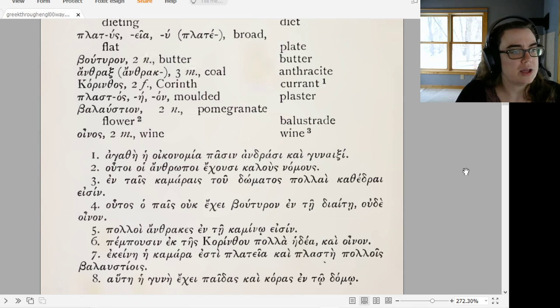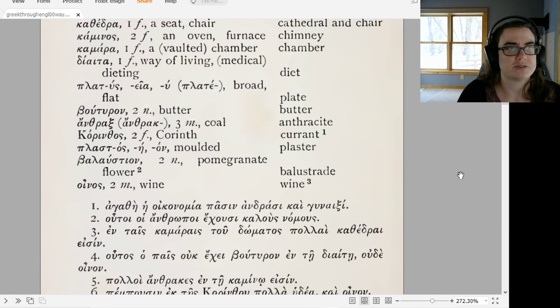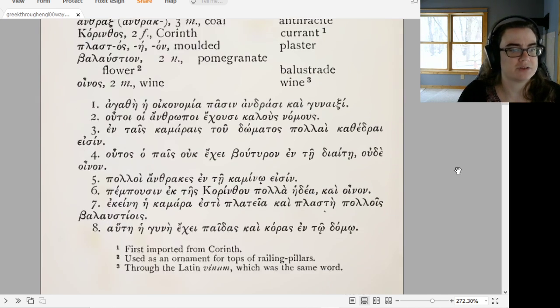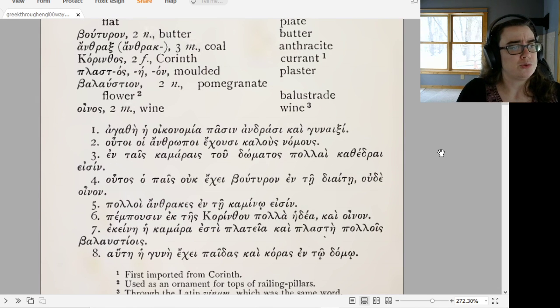Right. Holoi anthrakes ente kaminoi essen. Many coals are in the chimney. It was chimney, right? Furnace. Sorry. We get the word chimney from it, but it is a furnace. Okay. Pempusin ek tes Corinthu. I just said tain. Oh my goodness. Ek tes Corinthu pola hedea kai oinon. They send from Corinth many sweets and wine. True enough. Yeah, right? Good thing I'm gonna have dinner after this.